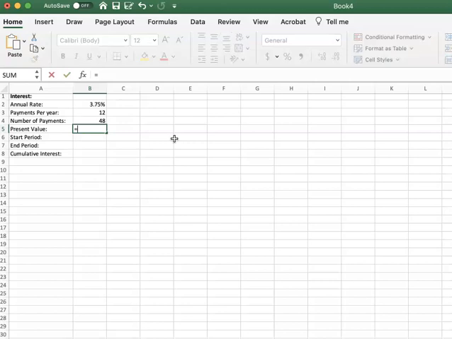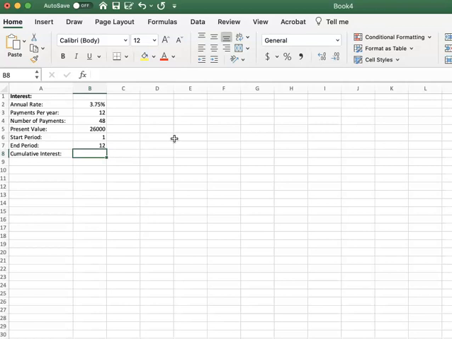Present value is going to be the amount financed. So we hit equals, and he financed $26,000. And then the start period, we want the first year. So we want month 1, and we want the last month of that first year, which would be payment 12. If you wanted the second year of this loan, the third year of this loan, you would just figure out which months that was in your 48-month term.